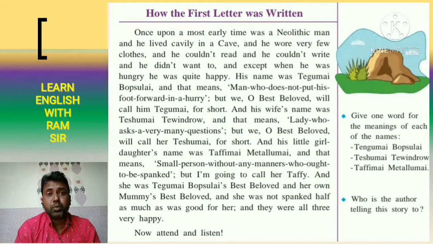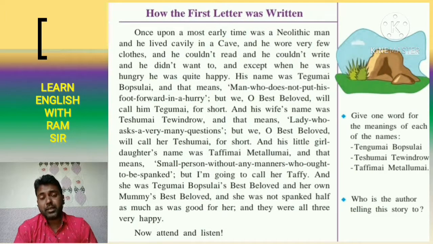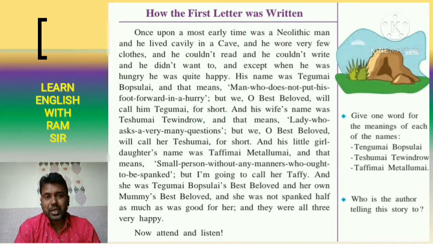And except when he was hungry, he was quite happy. It means apart from hungriness. It means, उसको जब भूख लगती थी तभी वो क्या होते थे, they were actually restless. But apart from this particular state of the body, they were extremely happy. It means they don't want to study, they don't want to write, they don't want to read anything. They just would like to enjoy their life. And of course, remember that this person was extremely happy in this particular state.